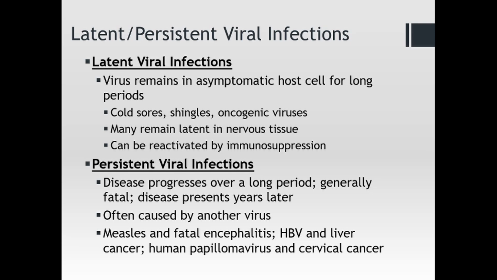A persistent infection is one that persists, it stays, it progresses over a long period of time, generally fatal, and years later that disease will appear. And the disease is often caused by another virus. So there's a connection here with measles and what's called fatal encephalitis. That's swelling of the brain, and it's uncontrollable. About 1% of measles cases end up with fatal encephalitis.